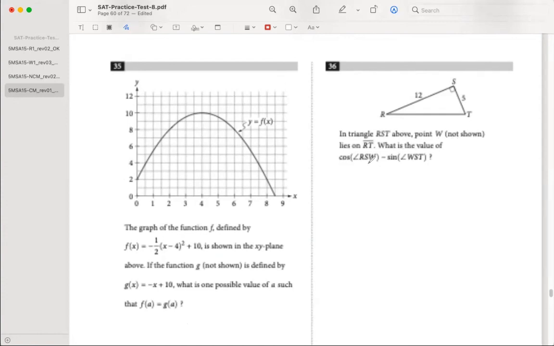What's the value of cos of angle RSW? Oh, point W is not shown, so point W can be anywhere on it. So let's say that's W. So cos minus sine, so it'll be cos minus sine equals 0. Should be 0. Yeah, 0. Because look at it.